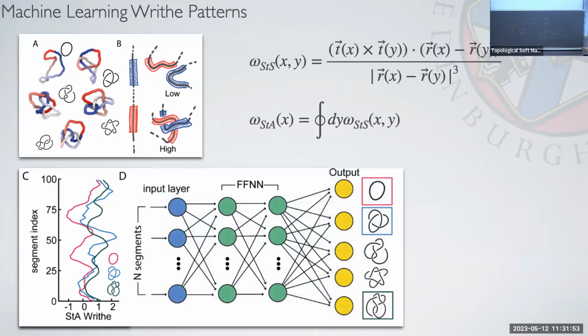We pass them into a feed-forward neural network. We have an input layer where you pass this information, then 3 or 4, I can't remember, 4 I think, hidden layers, and then an output layer where each node represents a knot class and has a probability associated to it, the probability that what you put in is that knot.